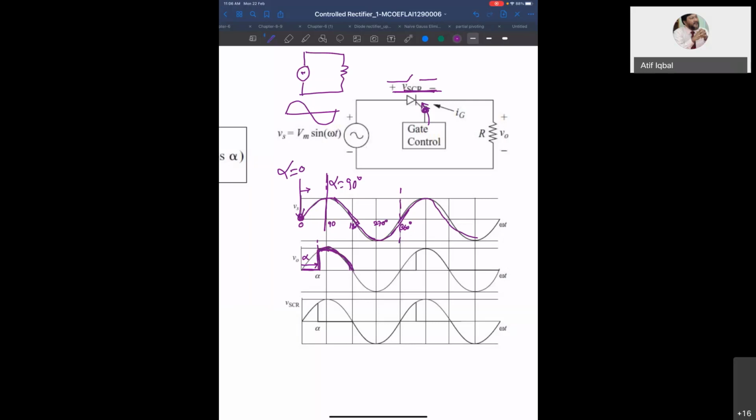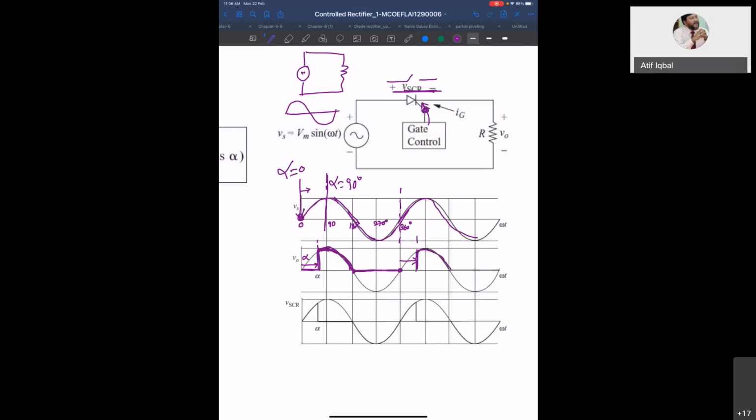This is my load voltage. But what will happen in the next cycle? Since you are applying negative voltage from here to here, the thyristor will be turned off, so you will not get anything from here to here. And then again, this is the delay angle. In the next cycle, same delay angle. So this is how you get the output.